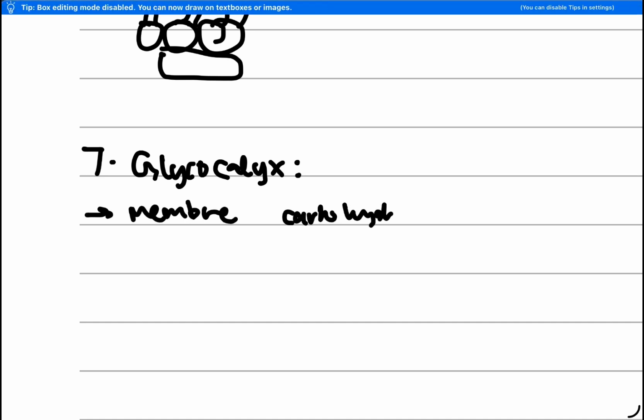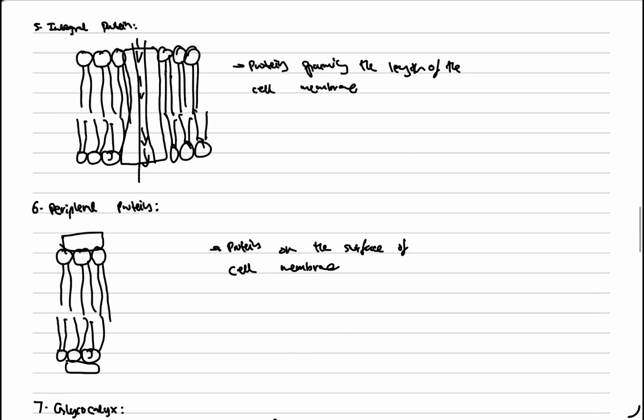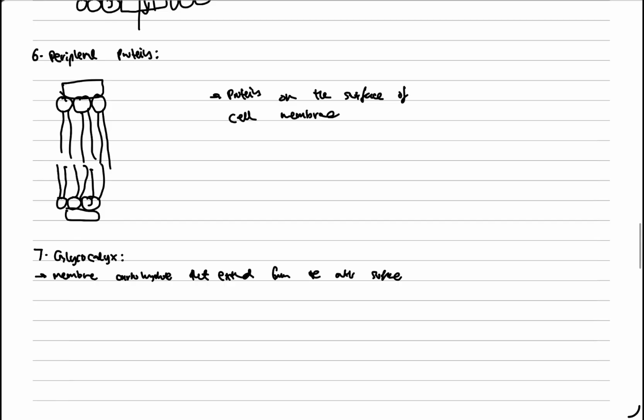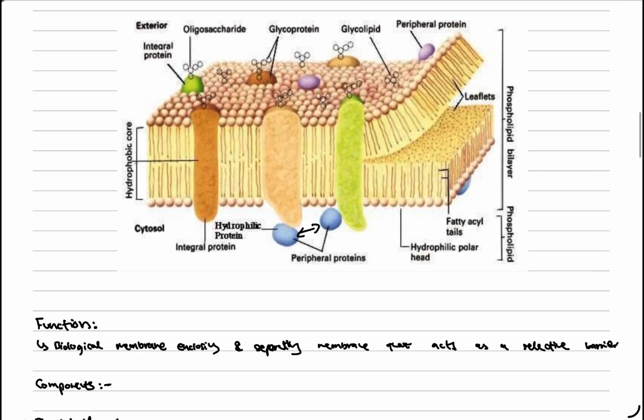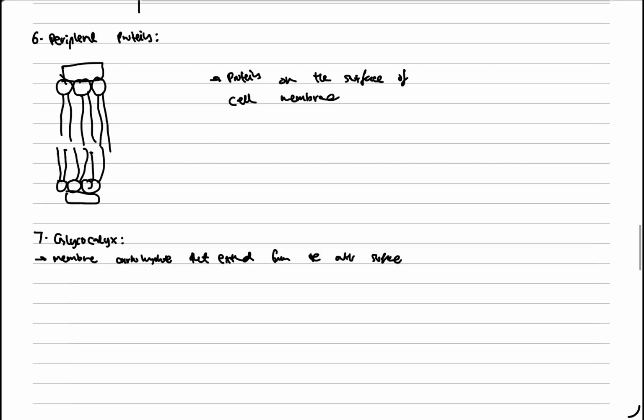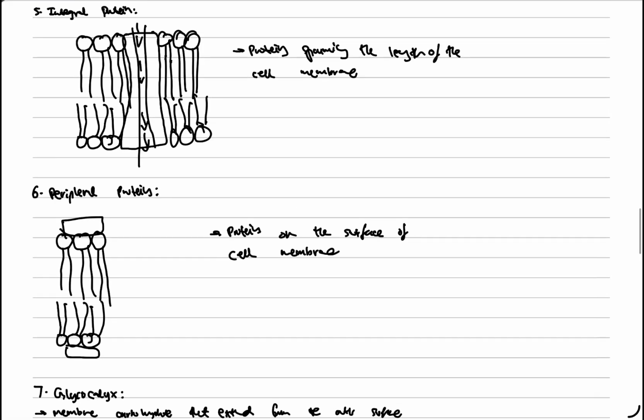membrane carbohydrates that extend from the outer surface. These are basically what integral proteins are, but in carb form, so they span the entire length, and they usually act as receptors, and they usually work in conjunction with the glycoproteins and stuff like that. So that's ideally where you'd see it. It's quite important as well, for different kinds of receptor functions and other functions as well. So that's all of the components that you should know.